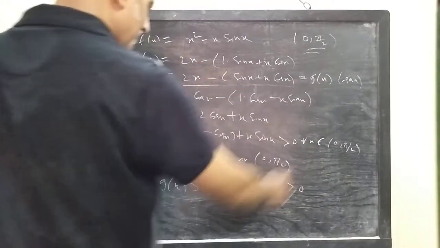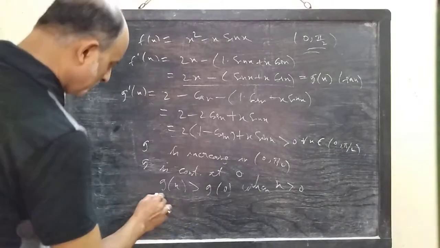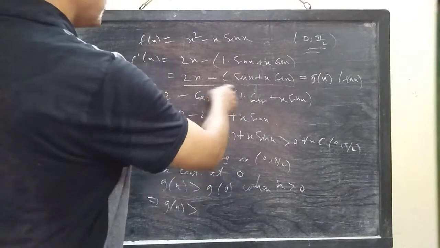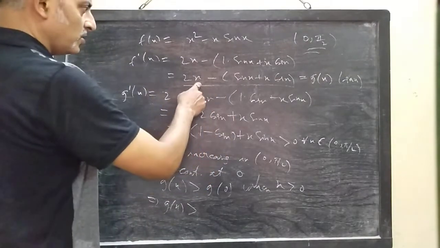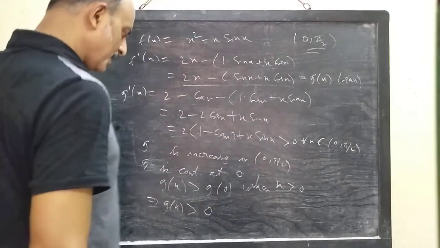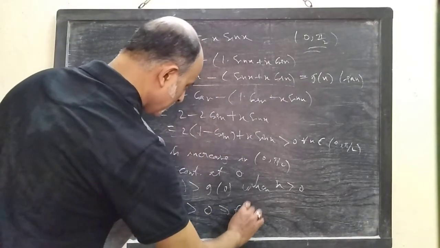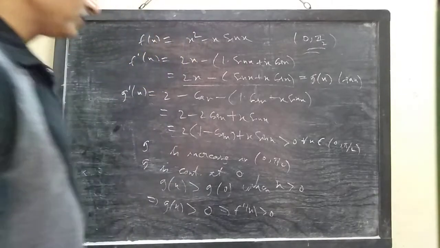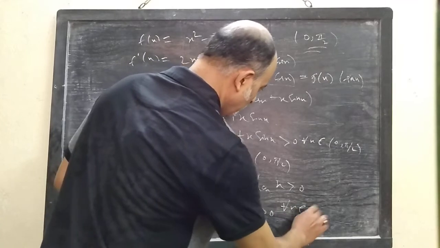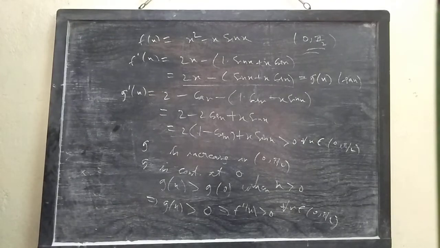If we can say g x greater than g 0, what is g 0? G 0 means you have to put x equals 0 here. This is 2 into 0, 0. Sin 0 is 0. 0 into cos 0, 0. So total 0. So you get g x greater than 0. Your g x is f dash x. So ultimately you will get f dash is greater than 0 for all x belongs to 0 to pi by 2. Now you can conclude that f x is increasing in 0 to pi by 2. Okay.